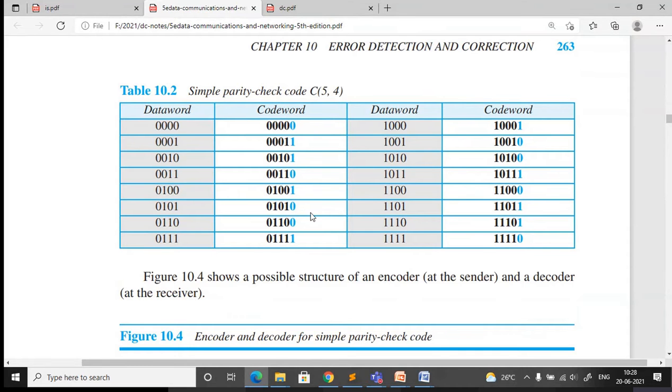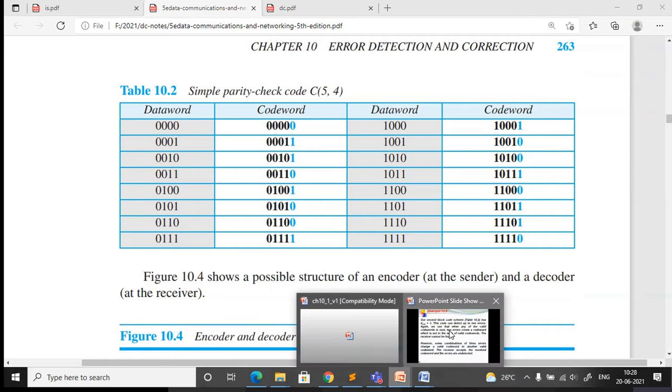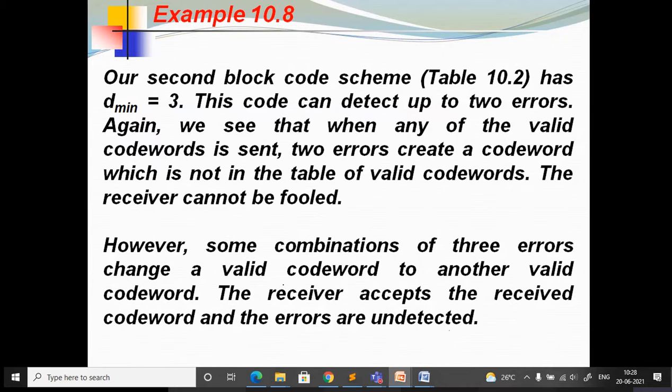The minimum distance is 3, 4. Out of these two, we came to know that it is 3. So in this case, the code can detect up to 2 errors. So whatever the d you are getting, make it d minus 1. That will give the number of errors you can detect.